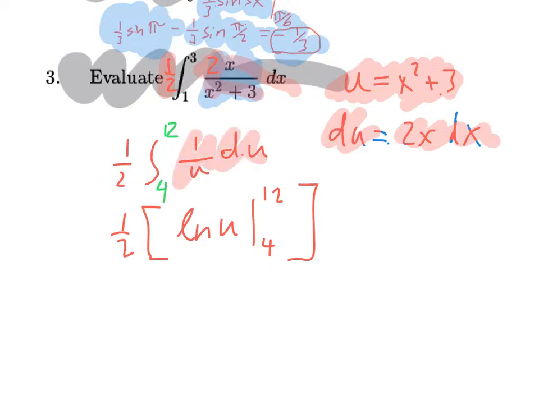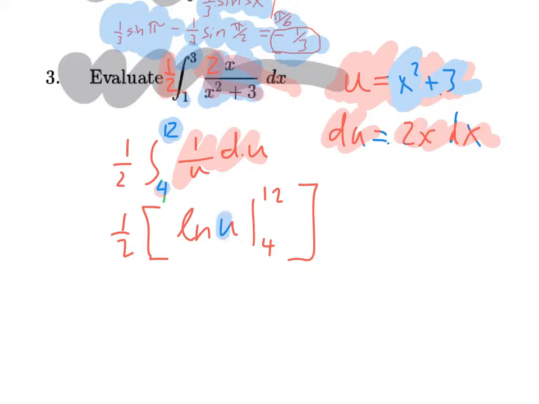Now what I did is I didn't want to worry about plugging back in for u, so I went ahead and changed the limits of this integral according to this equation right here, meaning that if I plugged in 1 into x, I would get 4, which is why I put 4 right there. If I plug in 3 into x, I would end up getting 12, which is why I put 12 here. Double check, so 3 squared is 9, 9 plus 3 is 12, so yeah, 12 would be it right there.